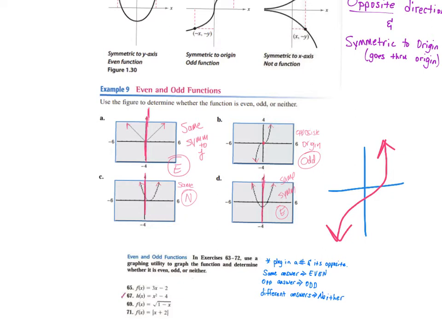Bless you. Okay, look at this one I just drew over here. Look at the ends. What are the ends doing? Opposite. Okay, so opposite. Does it go through the origin? So this is what? Neither. Good.